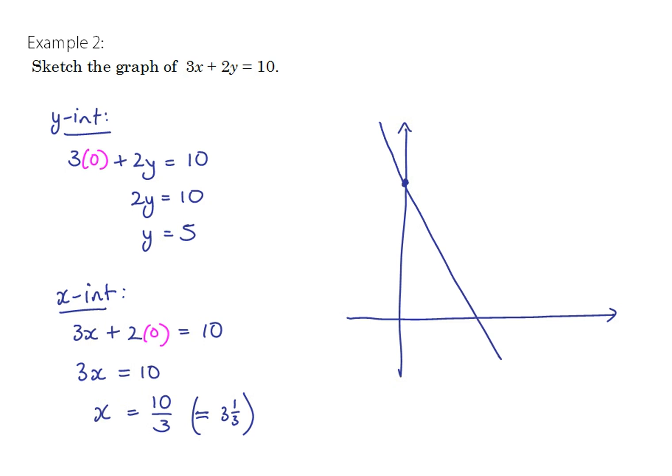So y-intercept at 5, x-intercept at 10 on 3. And that's all that's required. So you don't need to use a ruler, though if you have trouble drawing straight lines freehand, then I would recommend using a ruler. You don't need to measure out the scale, but it should be vaguely accurate.